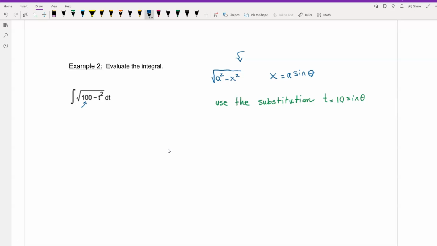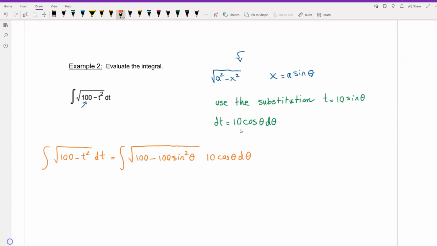So that means our a is 10, and instead of x we have t. So use the substitution t equal to 10 times sine theta. So using t, now we have to find dt, so derivative, that is equal to 10 times cosine theta d theta. And now find the integral.